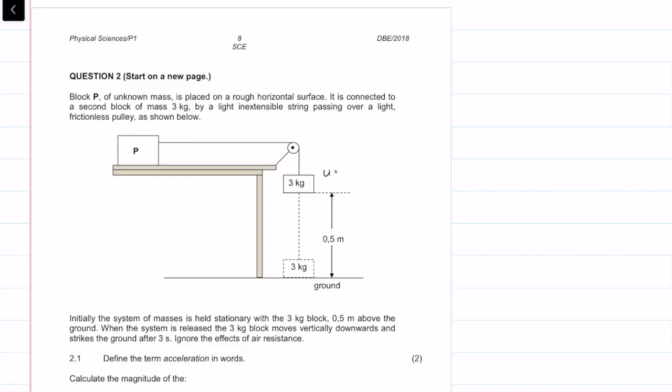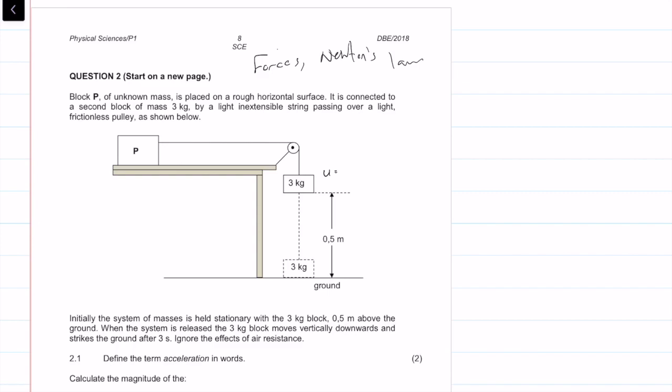What's up guys, and welcome to this video on question 2 of the 2018 DBE exam. The question is on, to me it looks like it's on forces and Newton's laws. Okay, so let's get into it.